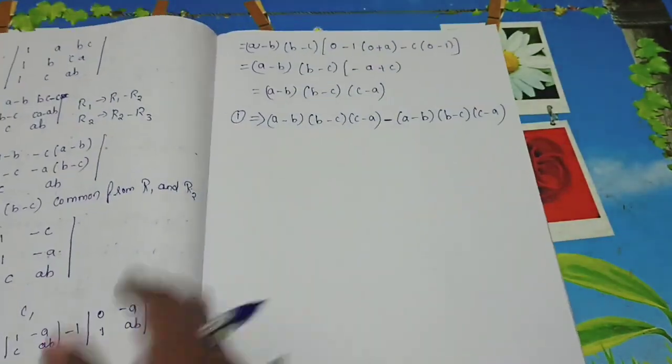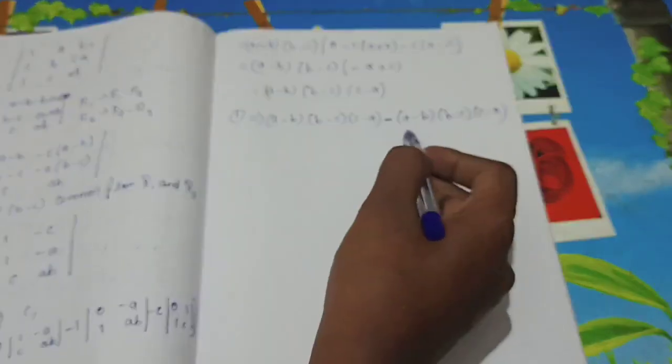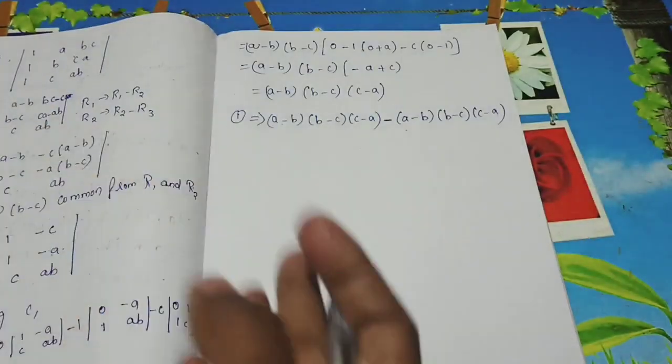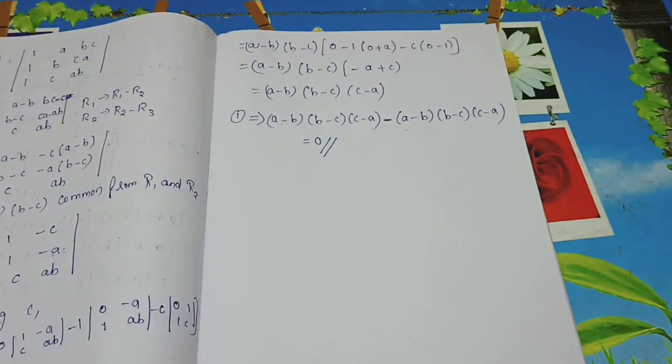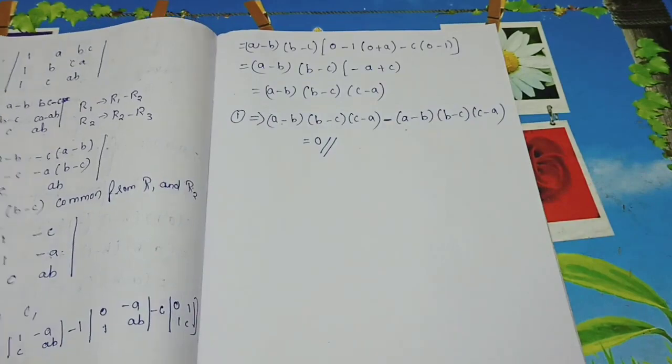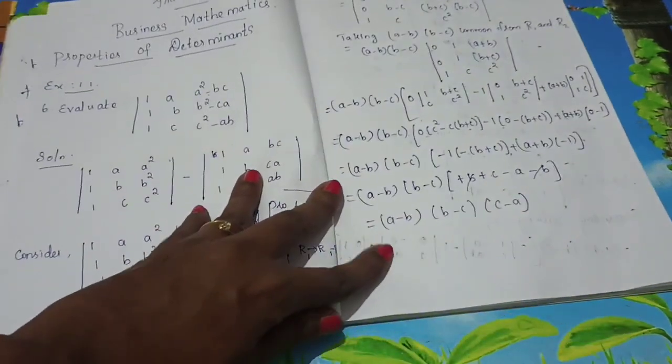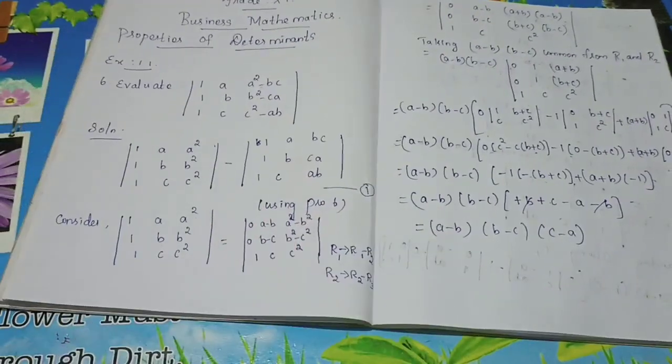Okay students, now subtract it. A minus B minus A minus B, 0. So B minus C minus B minus C, 0. C minus A, that is equal to 0. So what's the answer? It is equal to 0. Understand? Here only an easy way is there, so you will get one idea.